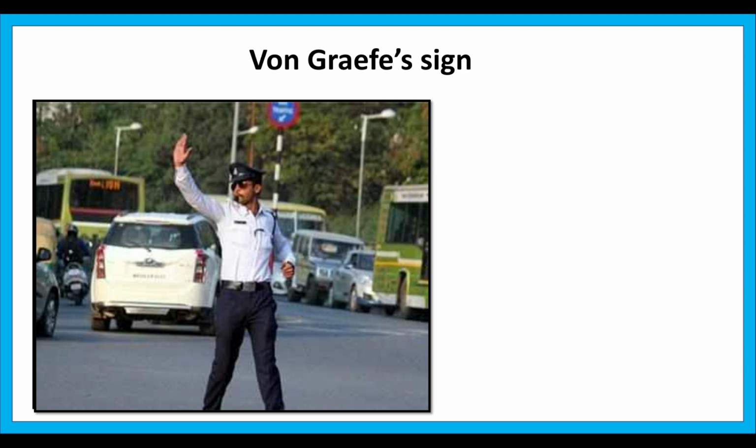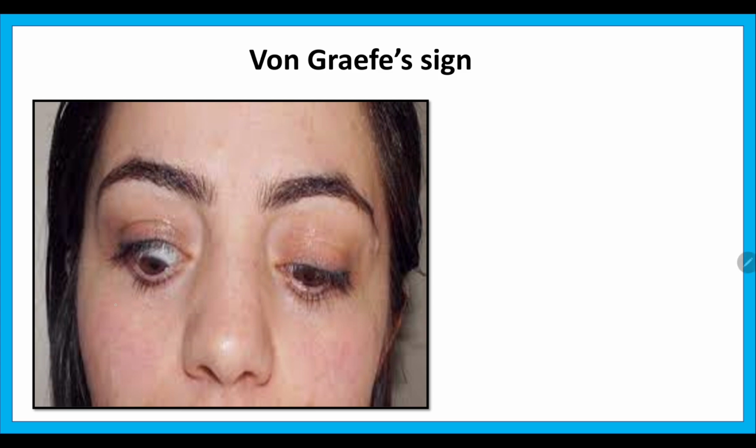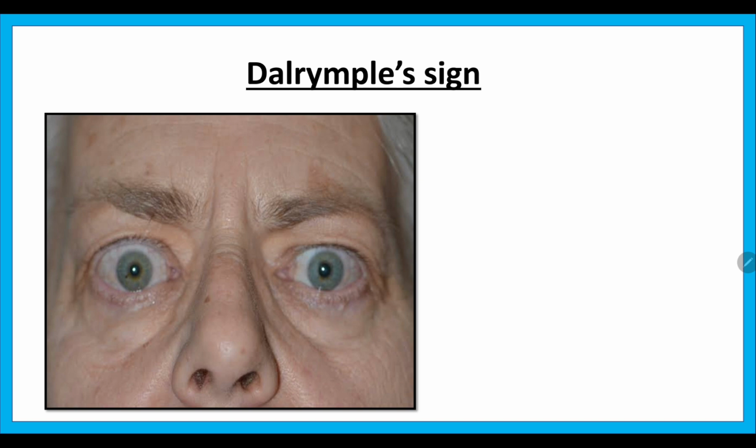Next is Von Graefe sign. To remember it, we'll think of a traffic police directing the vehicles to come and go. Basically, when the eyeball is moving, something is also coming with that eyeball, I mean the upper eyelid. Whenever, on downward gaze, the upper eyelid is not following the eyeball, that is lid lag, and that is Von Graefe sign. So when the eyeball is on downward gaze, the upper eyelid is not coming down, that is Von Graefe sign, lid lag.